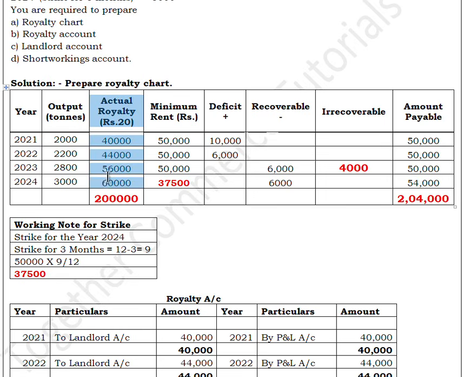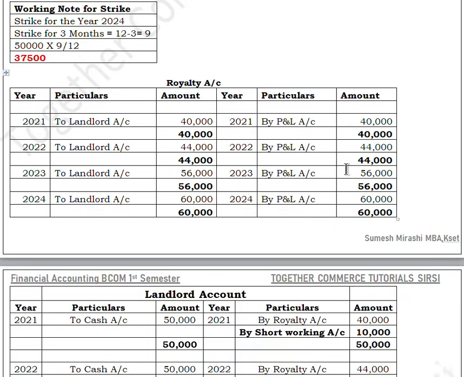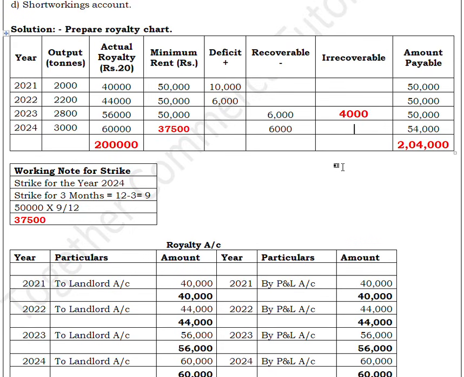Always remember, one finger on the actual royalty and the other finger on deficit or recoverable, whichever applies to that particular year. Then at the last, if your problem is right, then the amount payable's total and the actual royalty's total will be equal. If there is a balancing figure, like in this problem, where the actual royalty is 2 lakh and the amount payable is 2 lakh 4,000, the exact balancing figure is 4,000, you will find the same balancing figure in the irrecoverable column. This is how you verify your question yourself.